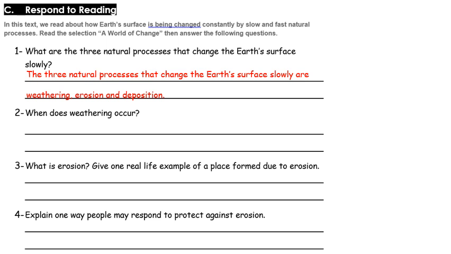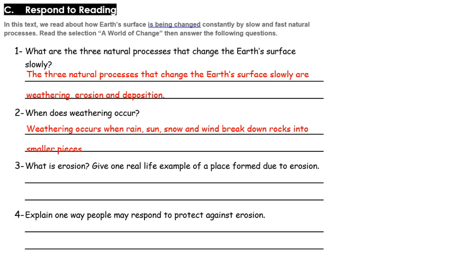So the 3 natural processes that change the Earth's surface slowly are weathering, erosion, and deposition. Number 2, when does weathering occur? Weathering occurs when rain, sun, snow, and wind break down rocks into smaller pieces.